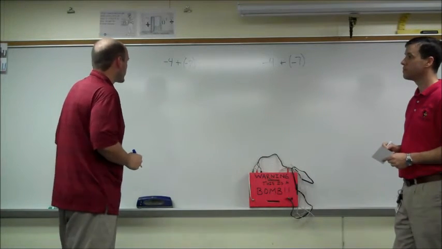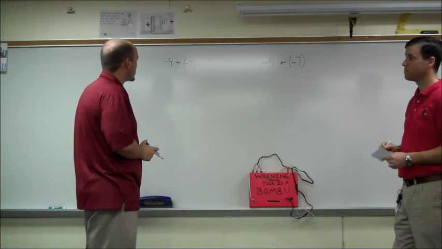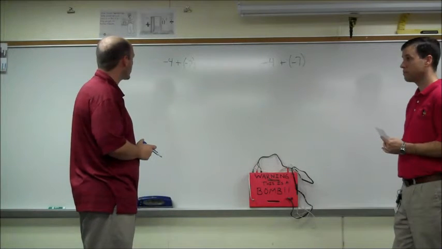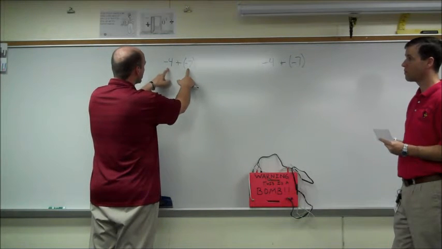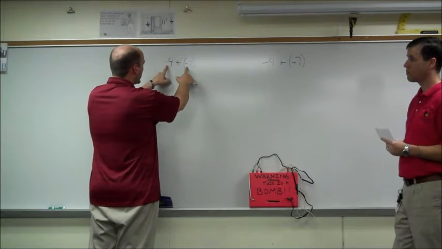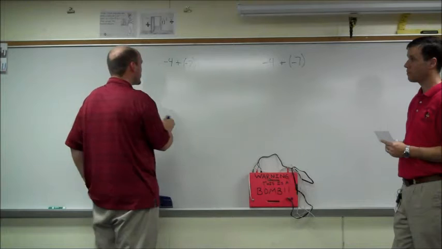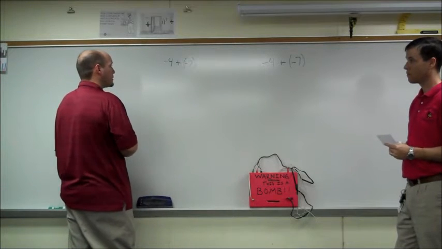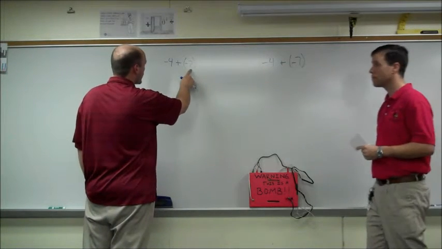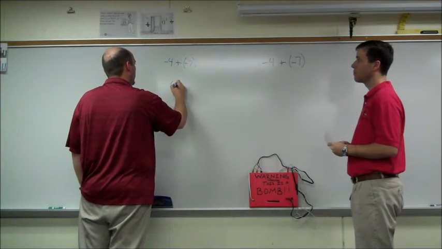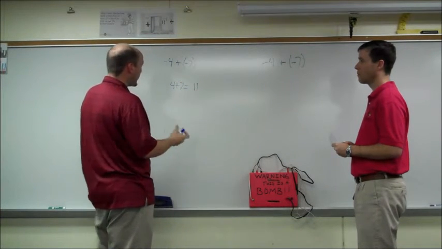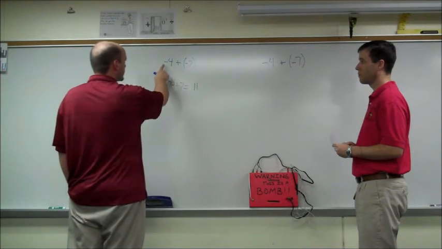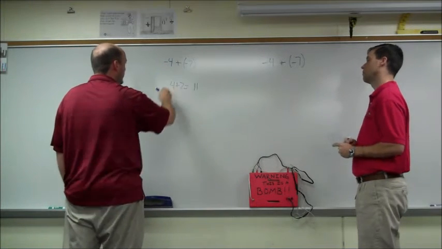If I were telling my students how to do this, I would tell them what you told them. Same signs, I'm going to add and keep. So here I've got the same signs, negative, negative. That means I'm going to look at their absolute values, which means I ignore any negative signs that are in front of the numbers. I've got a 4 and a 7. I'm going to add those together. That's 11. So I'm going to add those together and keep the sign. Since both of these are negative, my answer will be negative.